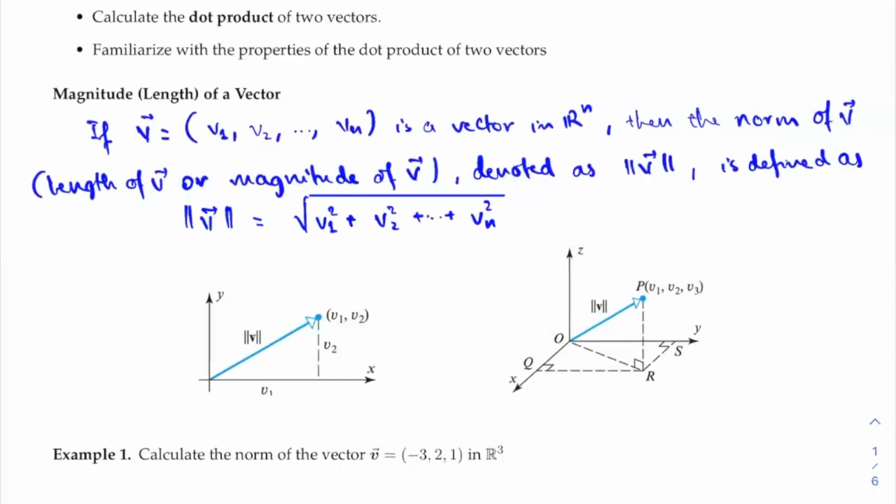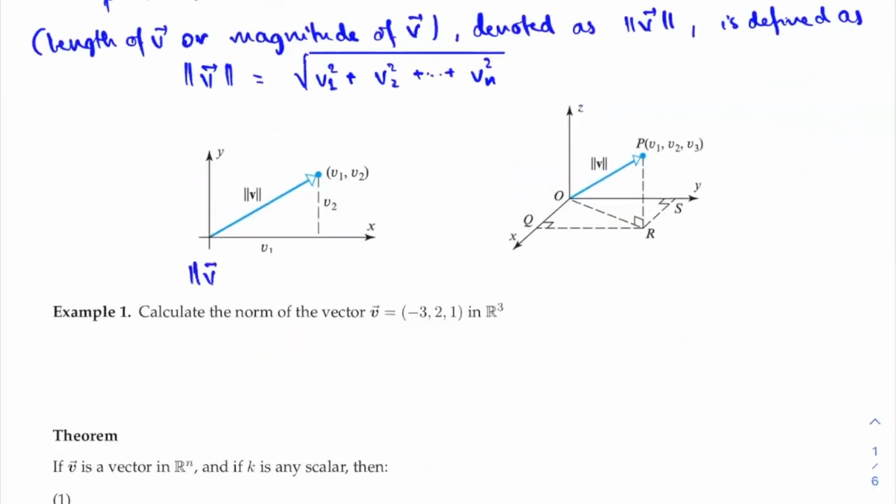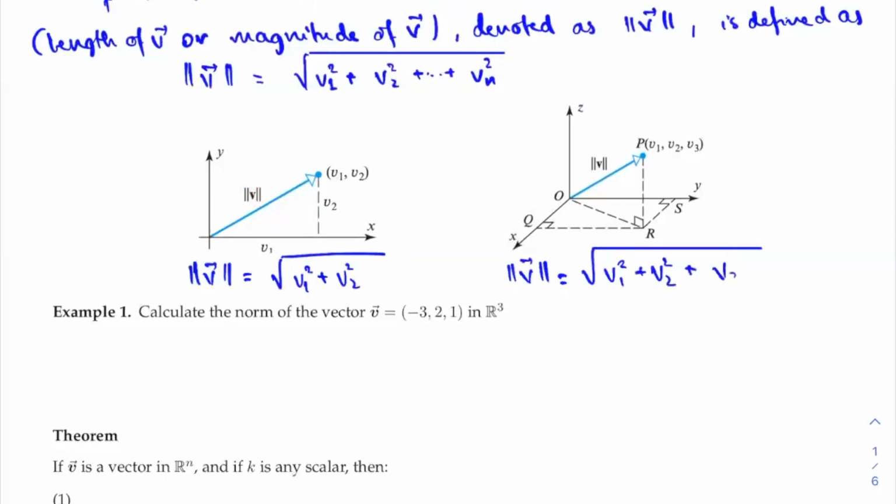So you can do this in any dimensions. For the two dimensions, you can do that the magnitude or the length of the vector v in this case is equal to the square root of v1 square plus v2 square, given that v1 and v2 are the components of the vector v. Right? You can do this in three dimensions, of course. The magnitude or the length or the norm of the vectors is equal to the square root of v1 square plus v2 square plus v3 square, given that v1, v2, v3 are the components of the vector in R3.